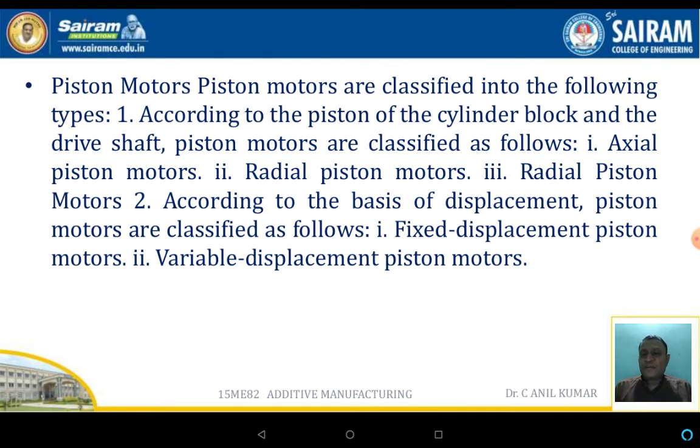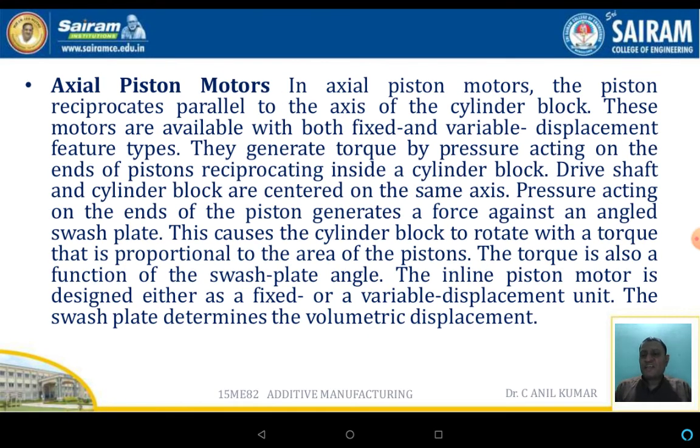In the next topic, we are discussing piston motors. Piston motors are classified into the following types. According to the arrangement of the pistons, cylindrical block and the driving shaft, piston motors are classified into axial piston motors and radial piston motors. On the basis of displacement, they are classified into fixed displacement and variable displacement. In the next topic, we are discussing axial piston motors.